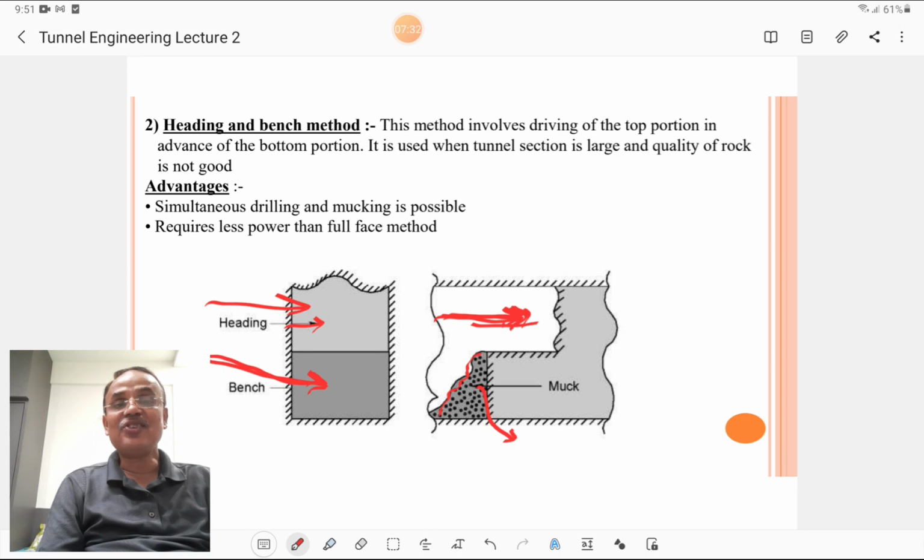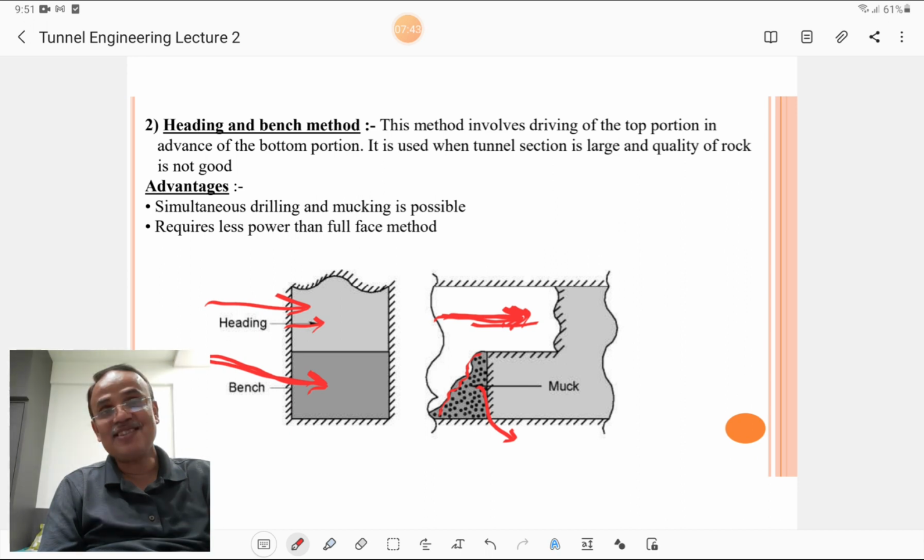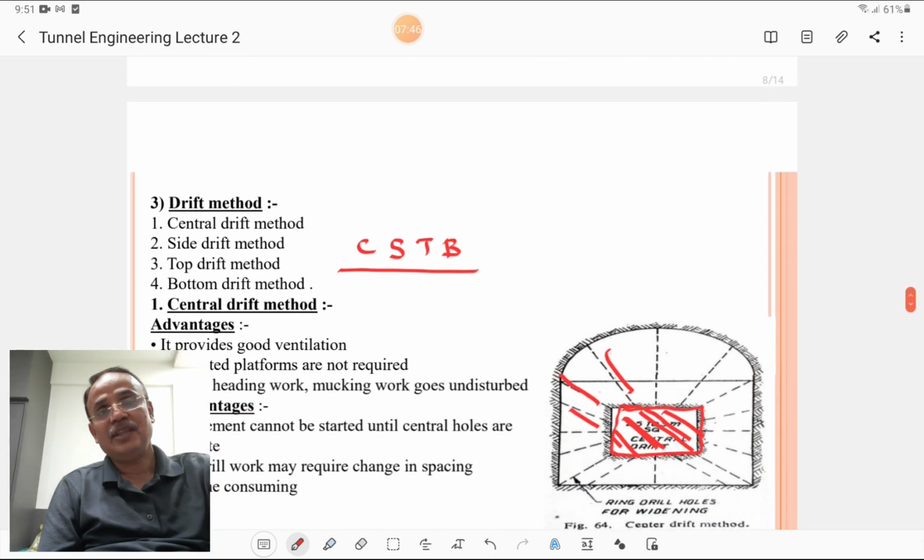What are the advantages? Simultaneous drilling and mucking is possible, and it requires less power as compared to the full face method because we have to attack the half section only and carry out the two operations at a time, that is, drilling and mucking, right?